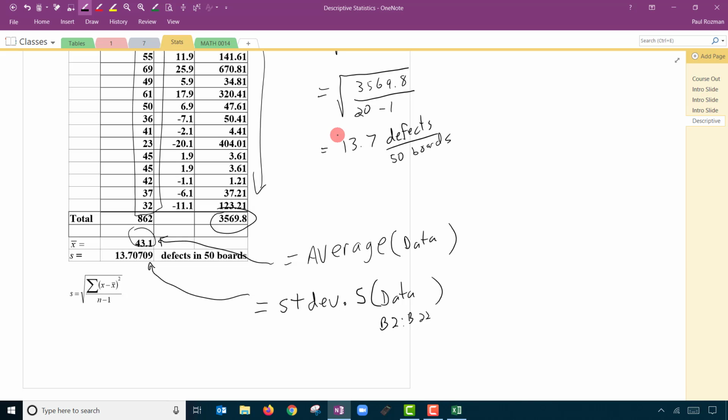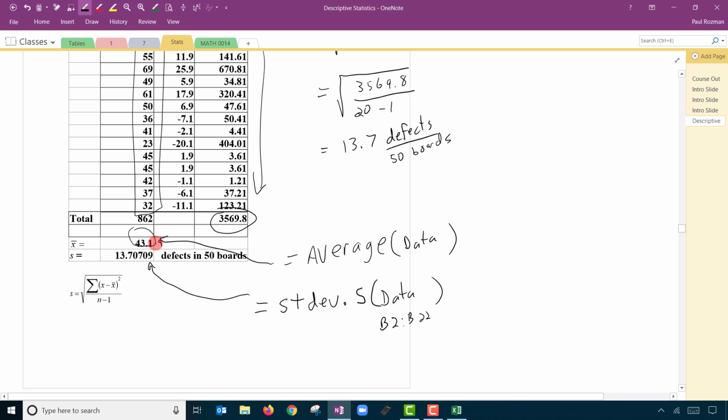The question is, is this a good number, a bad number, a big number, a small number? Is 13.7 a big standard deviation? And the answer is, it depends. It depends on what the mean is. You never talk about the standard deviation without talking about the mean first.